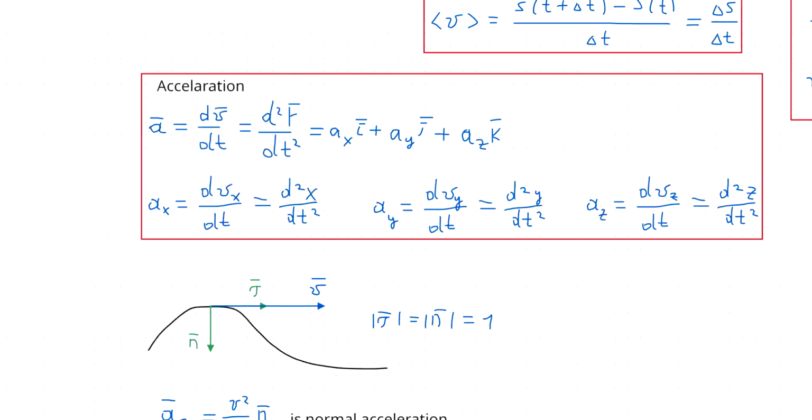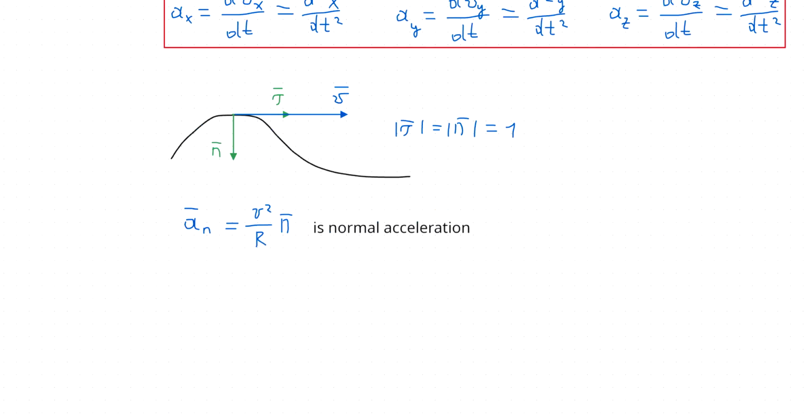What about this? According to the definition, we can say that a is equal to the derivative of velocity by time, and it will be equal to the vector sum of the change of velocity along vector tau, dt, plus the change of velocity in normal direction.